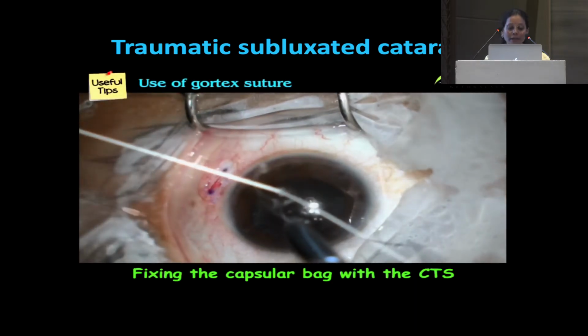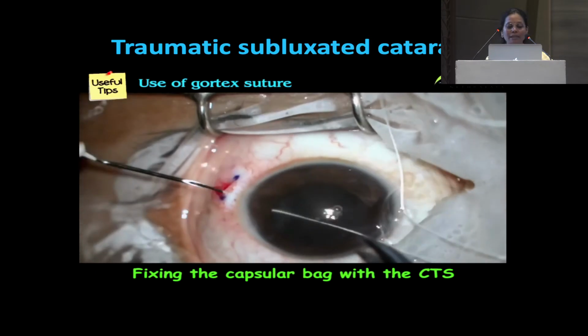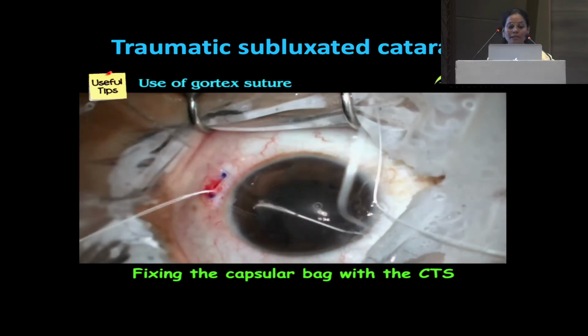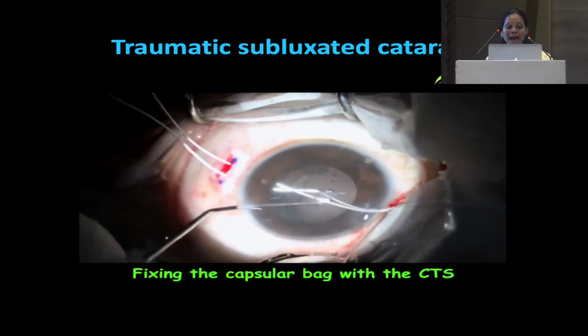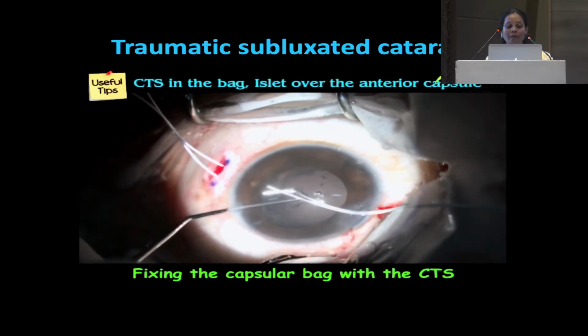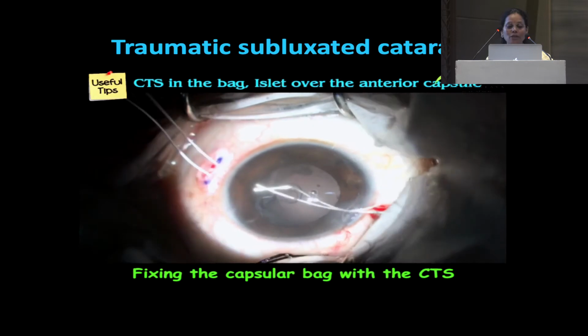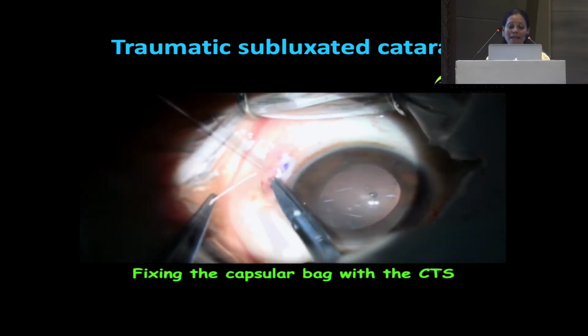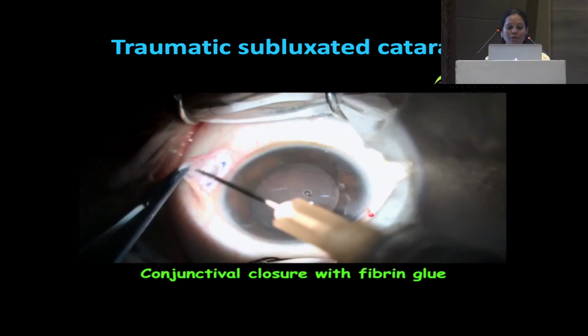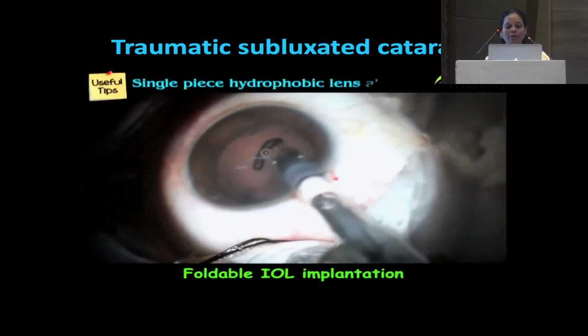We use the Gore-Tex sutures to fix the capsular bag with a CTS. You can see that it is passed through the CTS and this segment is then gradually pushed into the bag. You have to ensure that the eyelet comes over your bag so that it is pulled in the direction, and then you tie a Gore-Tex suture. You have to do this suturing on the scleral wound which is at the maximum proximity of your subluxation. Bury it, and we have also used a fibrin glue to close it.